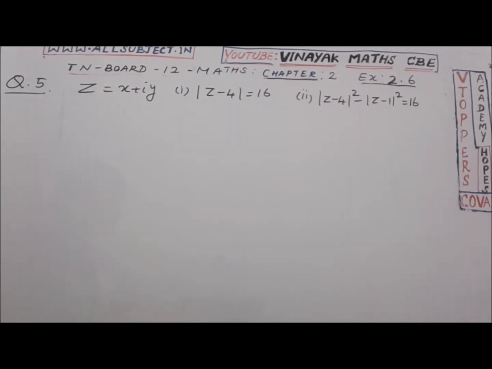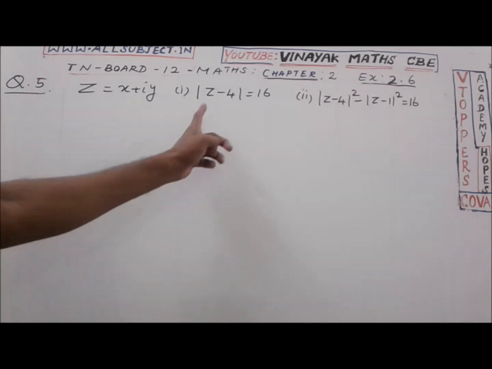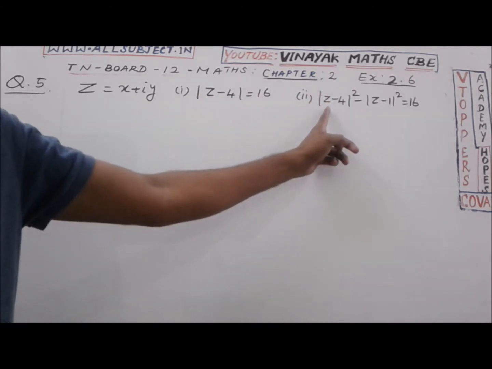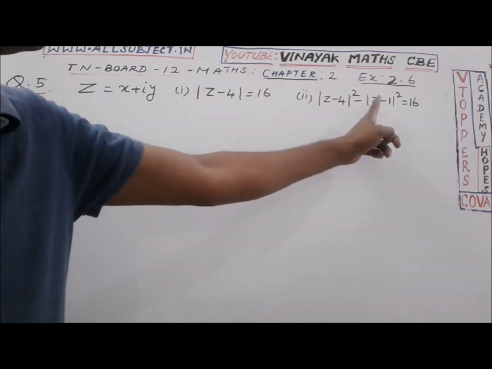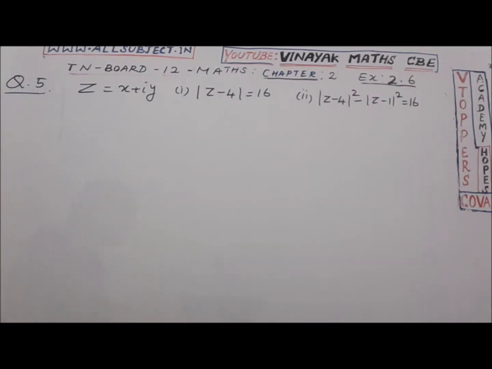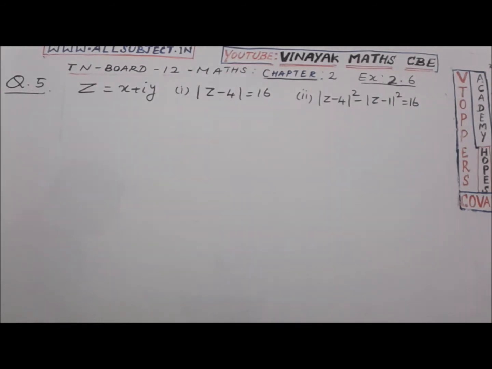Question number 5. Obtain the Cartesian equation for the locus of z equal to x plus iy in each of the following cases. Modulus of z minus 4 equal to 16 and modulus of z minus 4 whole square minus modulus of z minus 1 whole square equal to 16. There are two conditions given. Now applying the first one, we will have modulus of z minus 4 equal to 16.